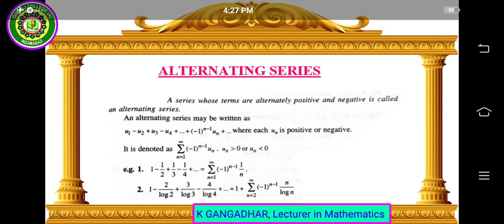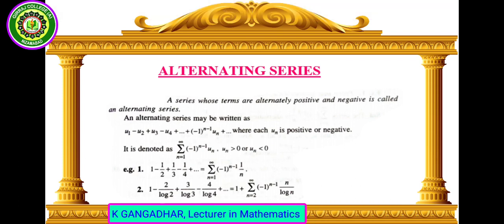Now the next topic is alternating series. In a series, if the terms are alternately positive and negative, then that series is called an alternating series. So a series whose terms are alternately positive and negative is called an alternating series.